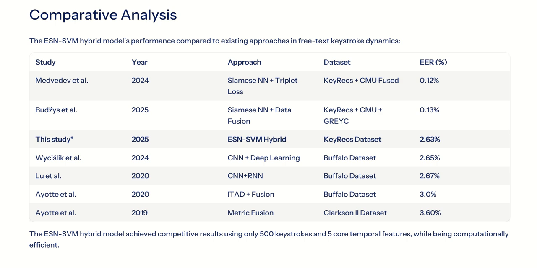So the comparative analysis of our hybrid model compared to the existing approaches. As you can see, our method lies third when compared to other deep learning and hybrid models, which only uses 500 keystrokes and only the basic 5 core temporal features, while being computationally efficient.